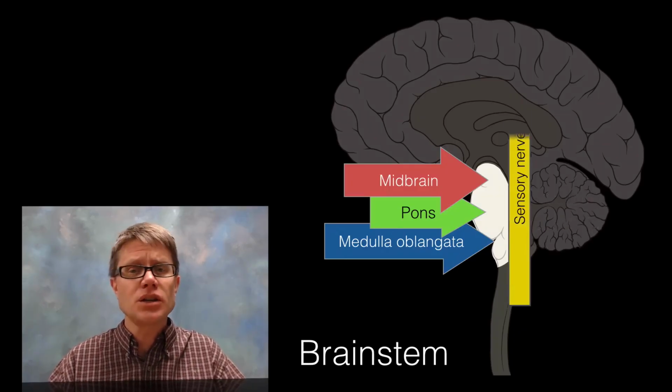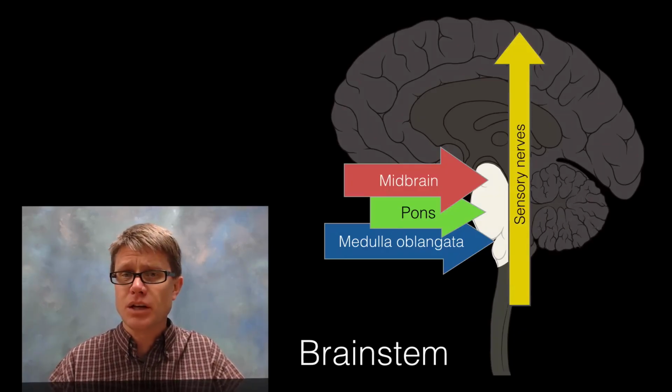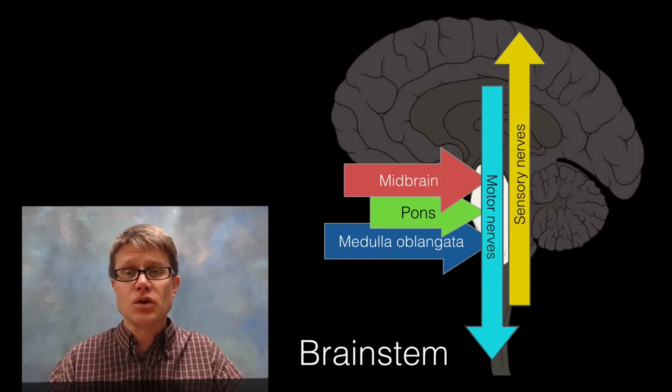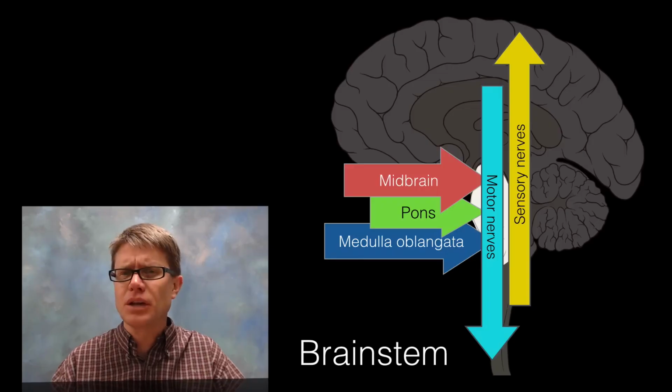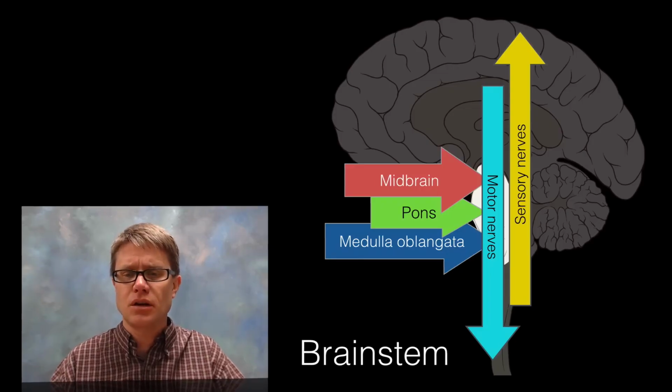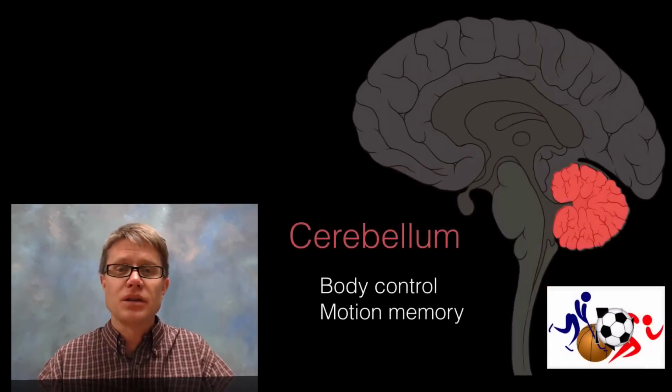Then we have information coming in. So we have sensory information, just like that worm did, coming up to the brain. And then we have motor nerves going out. And so the brainstem is important in routing that information and filtering that information, sending it where it needs to go. What's behind that? We have the cerebellum.